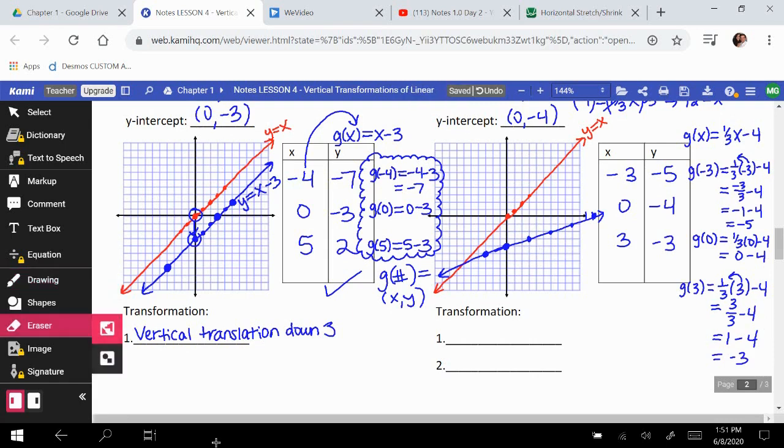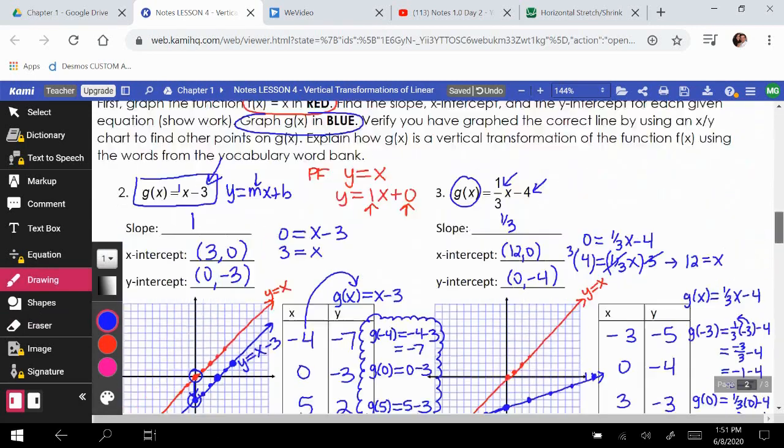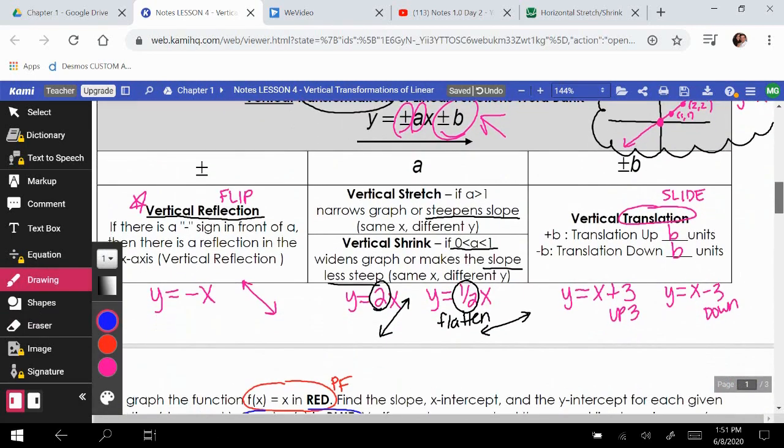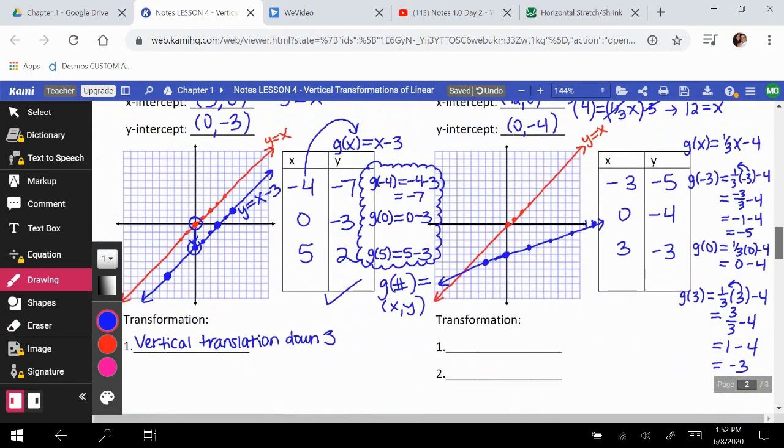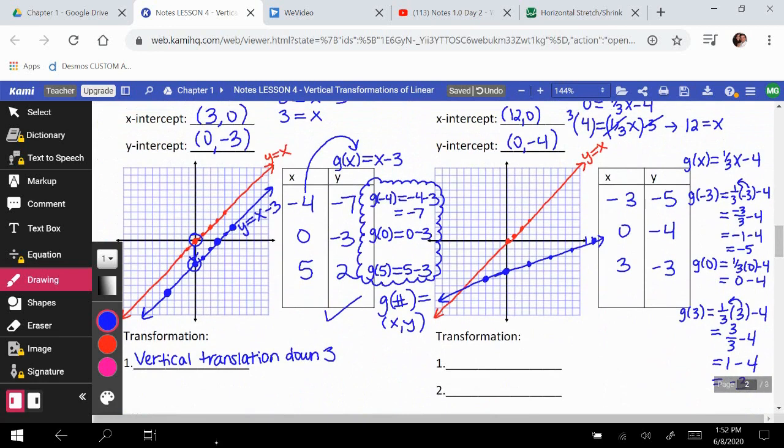We graphed it correctly. Now describe the transformations to me using the word bank. Remember, we have vertical reflection, vertical stretch or shrink, and vertical translation. Did a vertical reflection happen? No, there's no flip. Did a vertical stretch or shrink happen? Did the slope change? Yeah, it flattened out. So what would that be, a vertical stretch or a vertical shrink if it flattens? That's going to be a vertical shrink if it gets less steep.